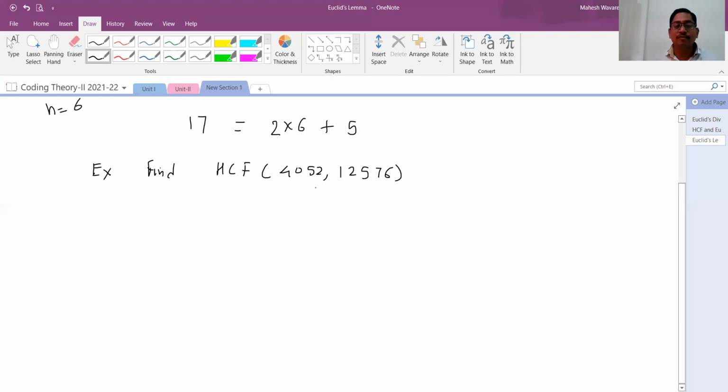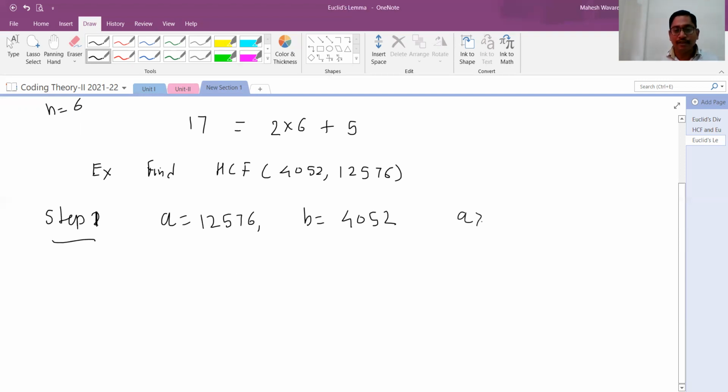It is also called the greatest common divisor. That is, if d is the highest common factor of a and b, then d divides a, d divides b, and d is the largest one. So let me explain Euclid's algorithm to find the highest common factor of these two numbers by example. First step: you should assume the number a is larger than b. So I give names: a equal to 12,576 and b equal to 4,052.